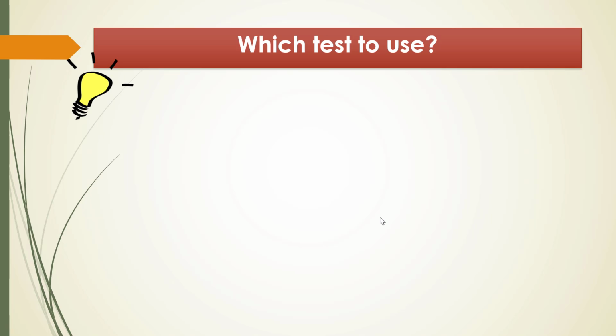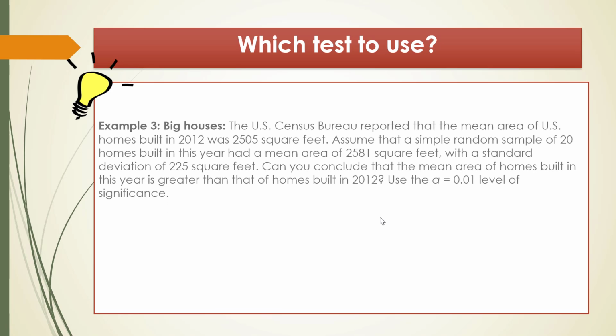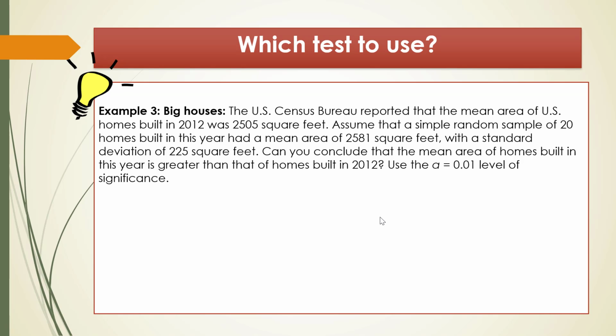Next, example 3, big houses. The U.S. Census Bureau reported that the mean area of U.S. homes built in 2012 was 2,505 square feet. Assume that a simple random sample of 20 homes built in this year had a mean area of 2,581 square feet with a standard deviation of 225 square feet.